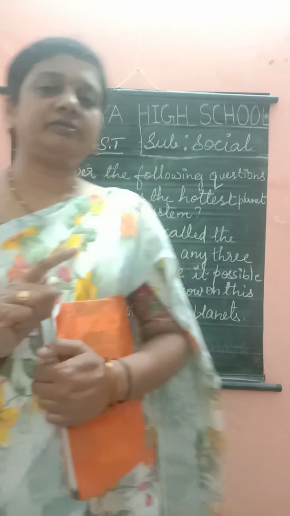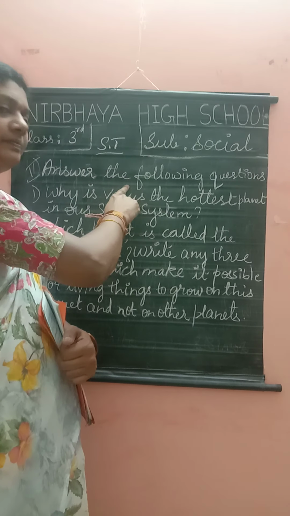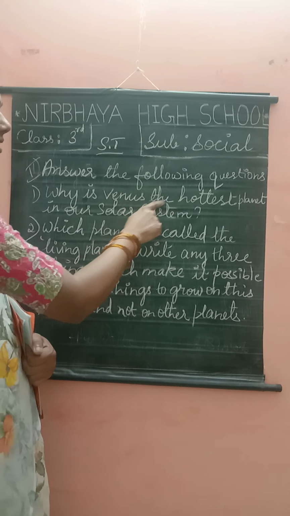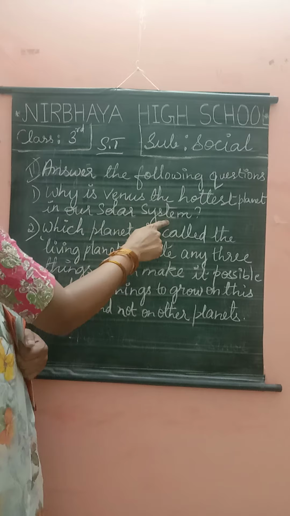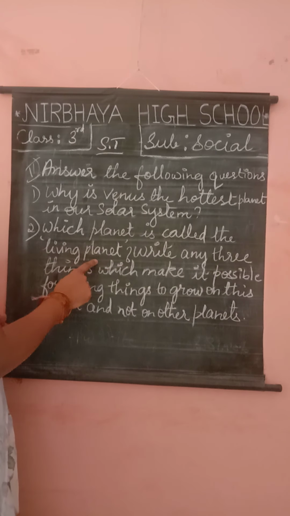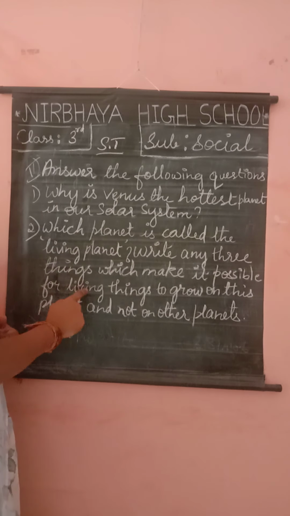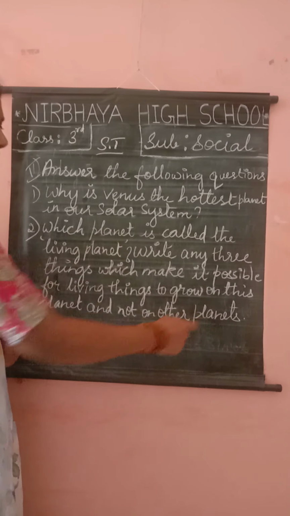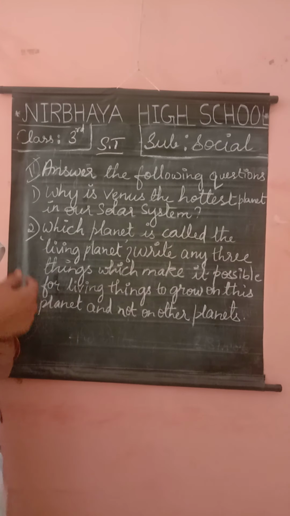Yes, children. I said you people should be ready to write the ST, from the first lesson. Answer the following questions. Why is Venus the hottest planet in our solar system? Which planet is called the living planet? Write any three things which make it possible for living things to grow on this planet and not on other planets. Children, copy the questions and write the ST. Take the screenshot of these questions.